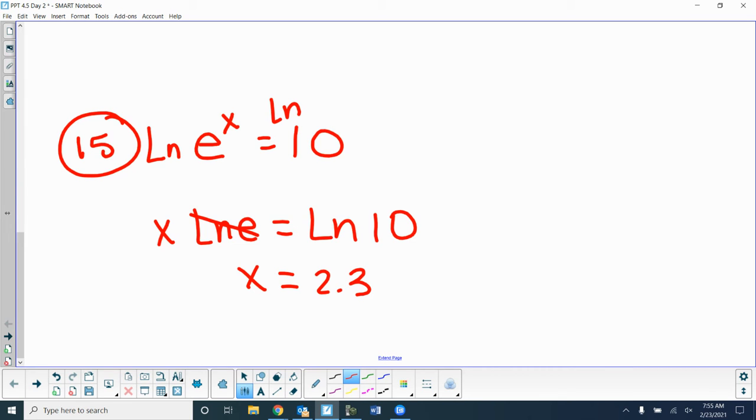for number 15. Okay, so when you see that E in there, to get rid of it real quick, just take the natural log of it, they cancel each other out. Then whatever the exponent is the answer.